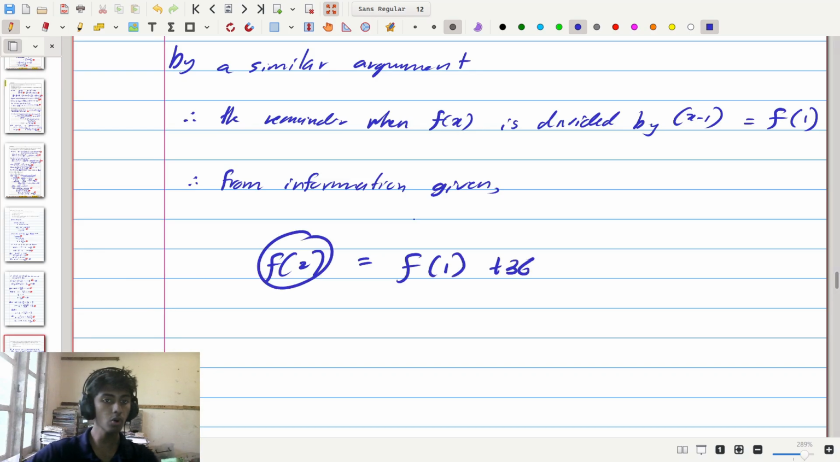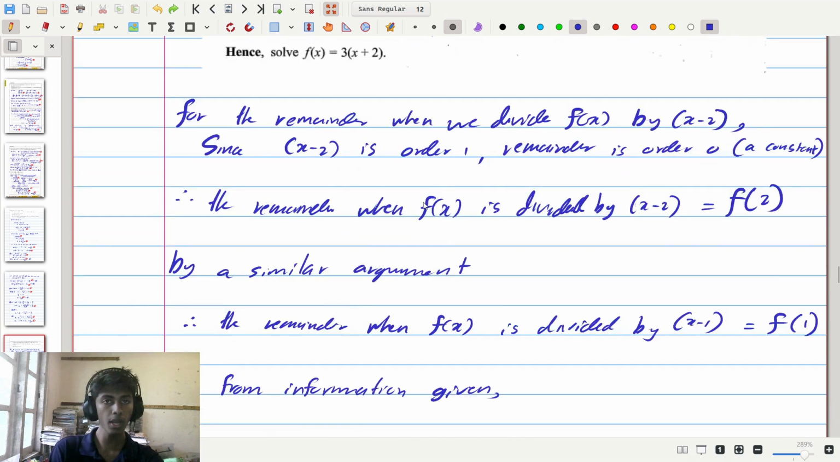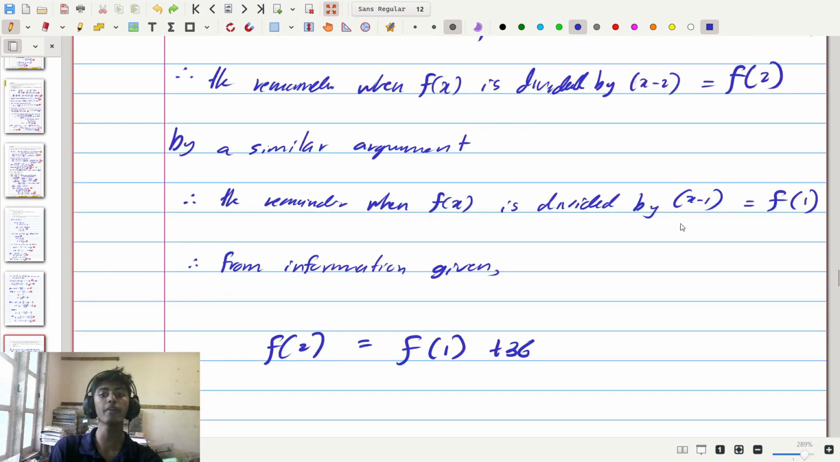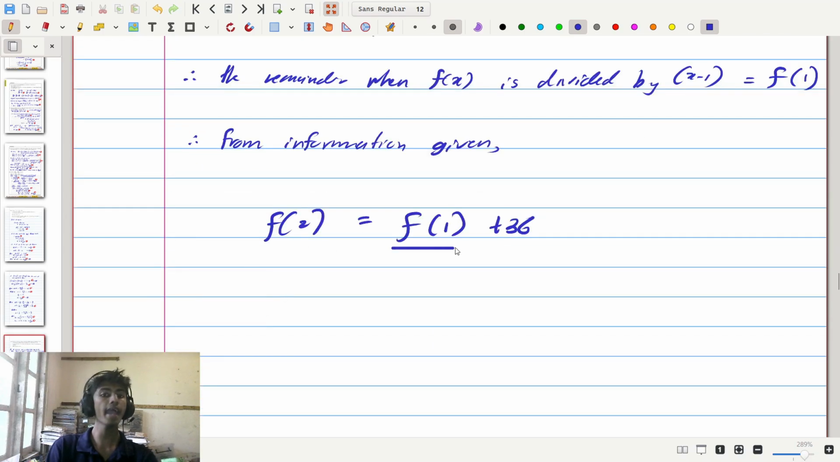Since f of 2, the remainder when we divide by x minus 2, must be 36 more than the remainder when we divide by x minus 1. Now what we can do is substitute in f of 2 and f of 1 in order to finally get the equation that we're looking for.